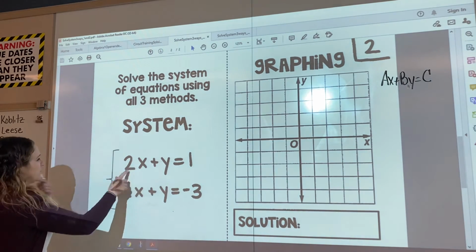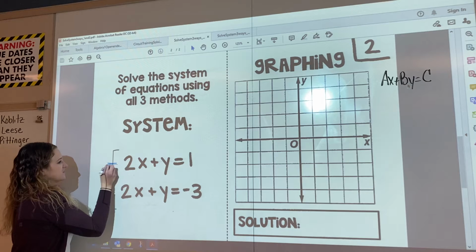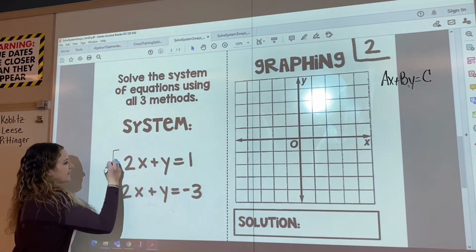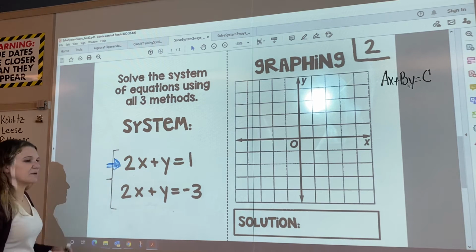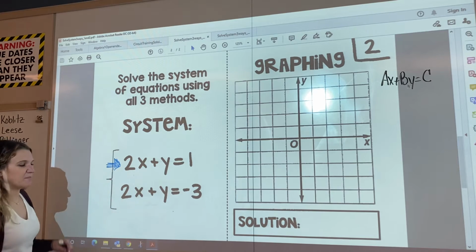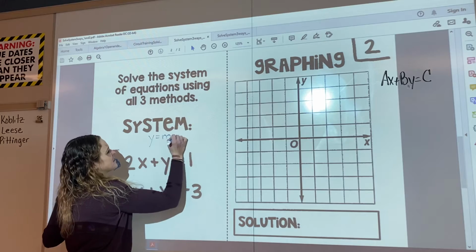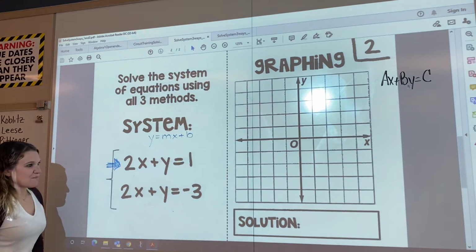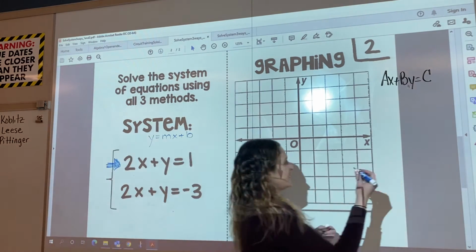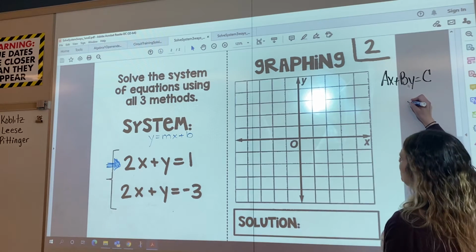For my first equation, I'm going to do this one in blue. I'm not going to box it because I'm going to need to manipulate it a little bit to put it into slope-intercept form, which I know is y equals mx plus b. I'm also going to rewrite those equations over here so I have them for a little bit later.